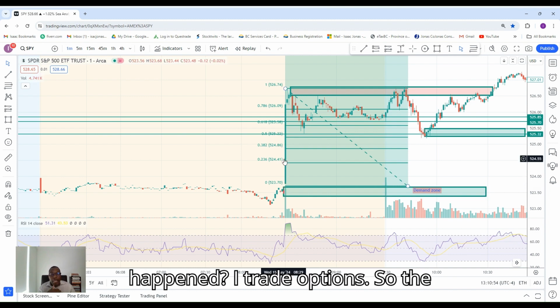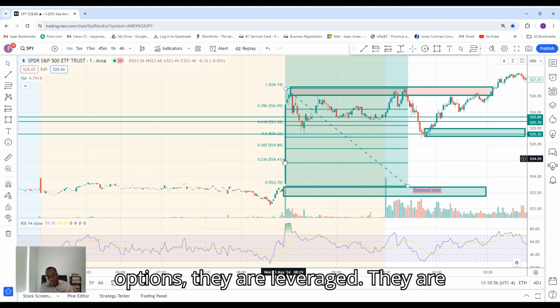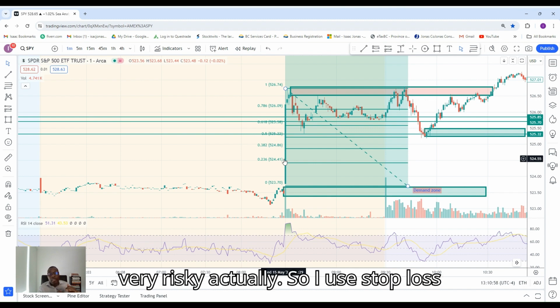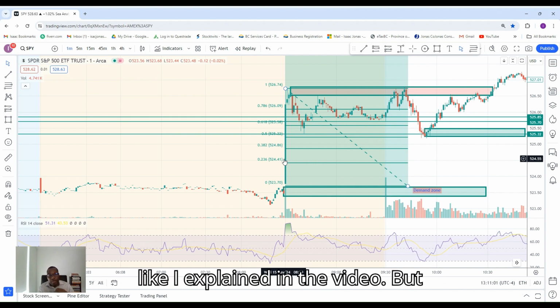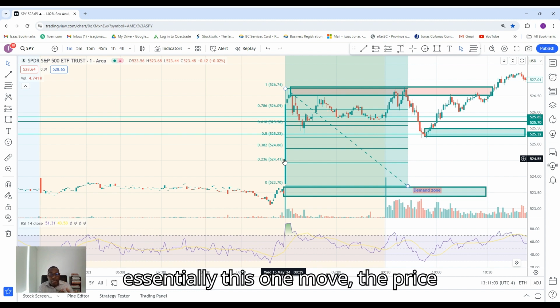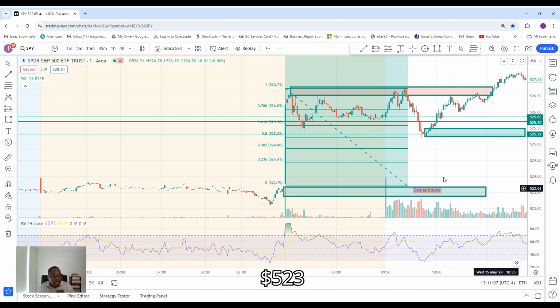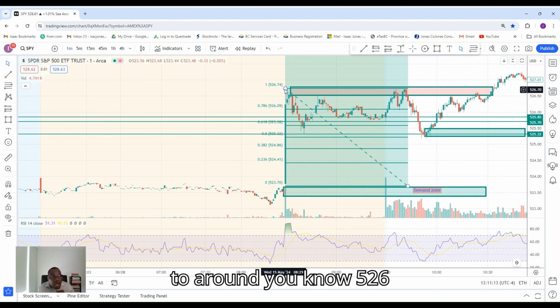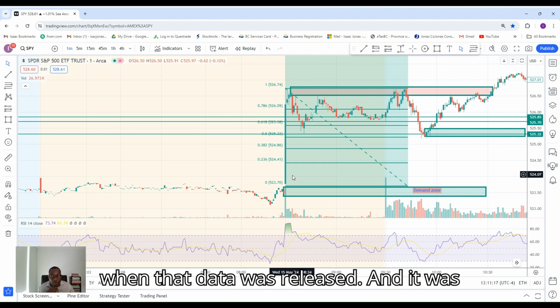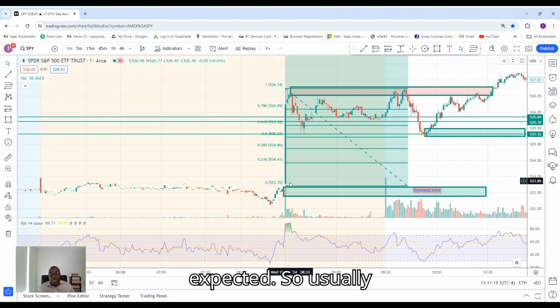So what then happened? I trade options. So the options, they are leveraged. They are very risky actually. So I use a stop loss like I explained in the video. But essentially, with this one move, the price moved from 523 dollars and 72 cents to around 526 when that data was released, and it was positive because inflation was lower than expected.